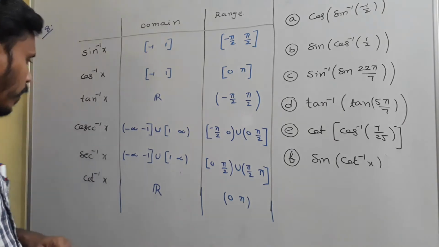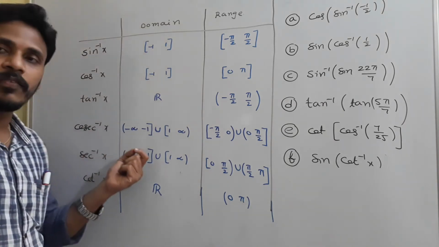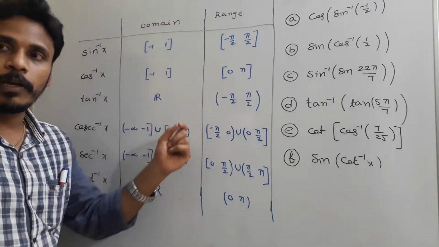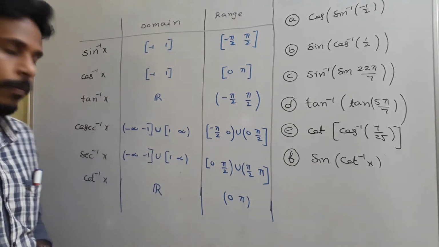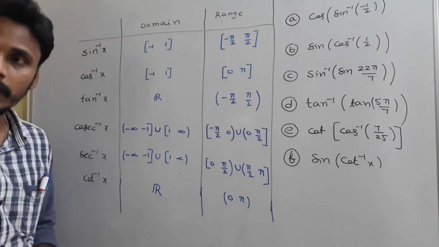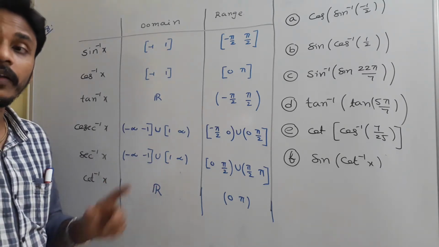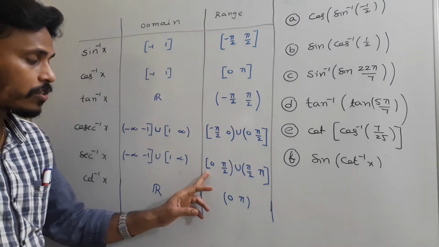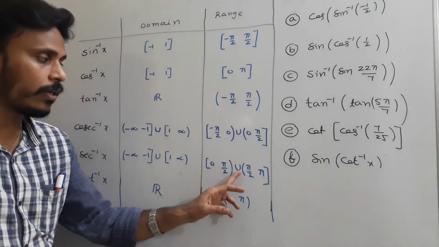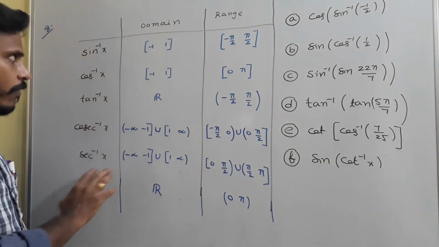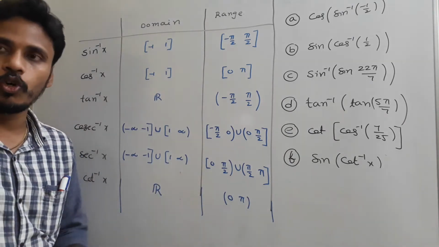For cosecant inverse x, the domain is -∞ to -1 union 1 to infinity, and the range is -π/2 to 0 union 0 to π/2. Coming to secant inverse x, the domain is -∞ to -1 union 1 to infinity, and the range is closed interval 0 to π/2 union open π/2 to π. For cot inverse x, the domain is the reals and the range is 0 to π.